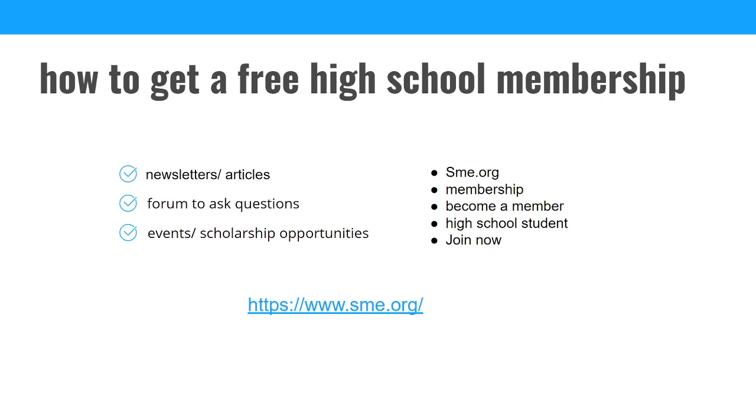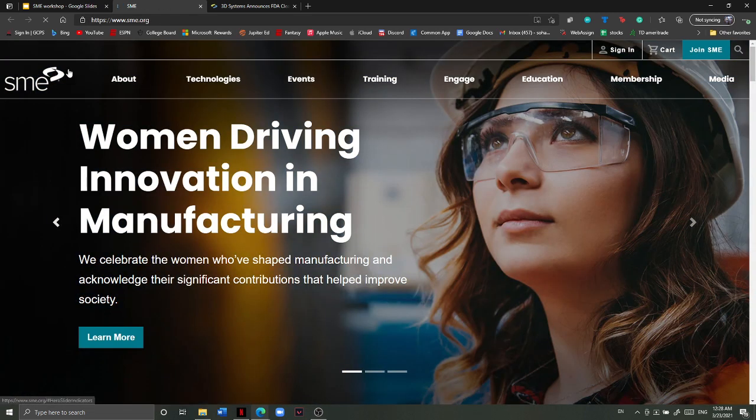And so now, real quick, I'm going to run through how to get your free high school membership. And it's super easy. What we're going to do is go to sme.org. Right here we have a link, so let's go to that real quick. Here we're on the SME homepage, and what we're going to do is go up here to join SME.